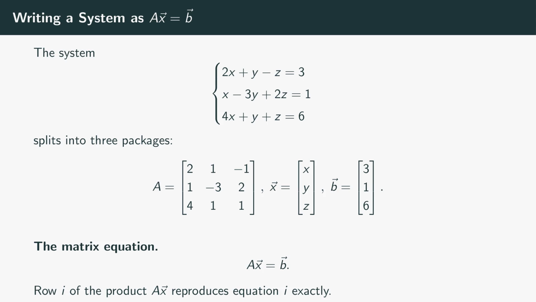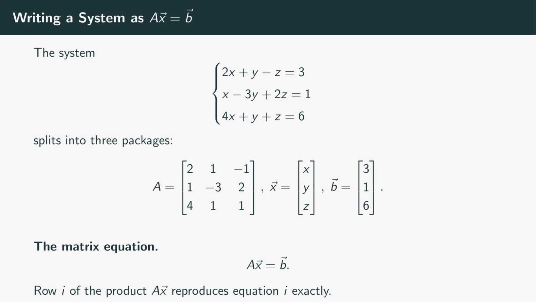Writing out a system equation by equation is clumsy, so we package it. Take a system of 3 equations and 3 unknowns x, y, and z. Separate it into 3 pieces. First, the coefficients. Lay them out in a grid, 1 row per equation and 1 column per unknown. That grid is the coefficient matrix, which we call A. Second, the unknowns. Stack x, y, and z into a column vector, which we call x. Third, the right-hand sides. Stack the 3 constants into a column vector, which we call b.